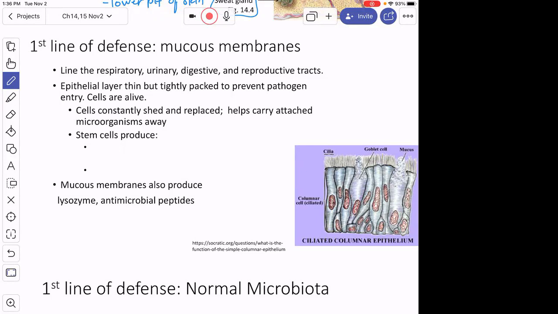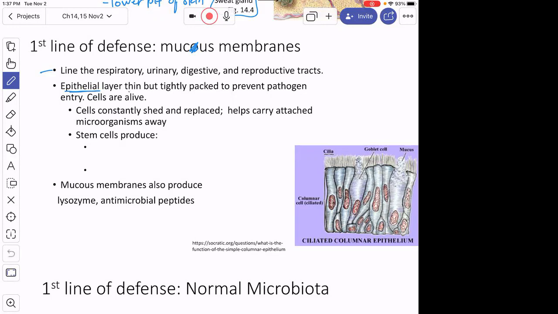Okay, so mucous membranes, well, I think I spelled that wrong. I think there's no U in that actually. You would think there would be, but I think that's not right. They line the respiratory, urinary, digestive, and reproductive tracts. There are layers of epithelial cells. Epithelial cells, I remember, are the kinds of cells that line the outside of our body, where our body meets the outside.